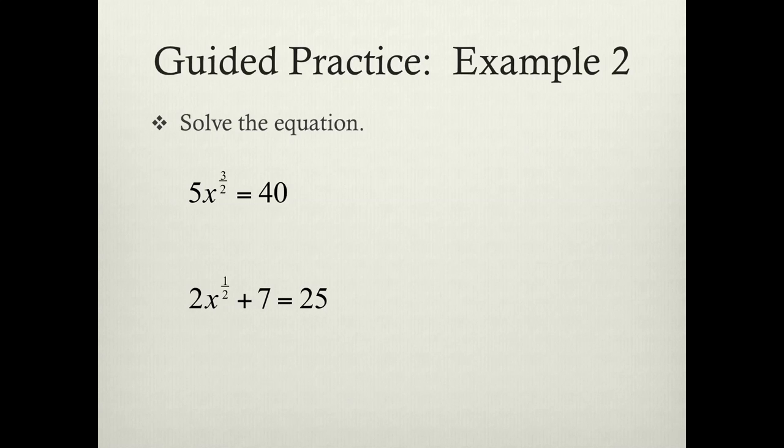Alright, so in our first equation, we're going to need to divide both sides by 5, and then raise both sides to the 2/3 power, and that should give us an answer of x equal to 4. In the second equation, we would want to subtract the 7 first to get 2x to the 1/2 equal to 18. Then we would need to divide by 2 and square both sides to end up with x equal to 81.